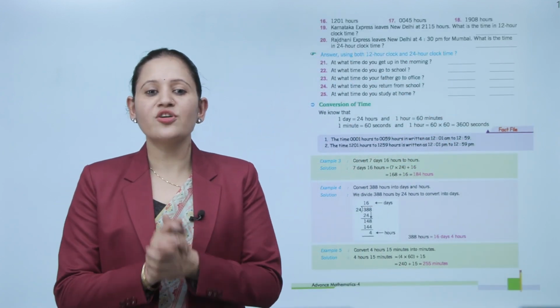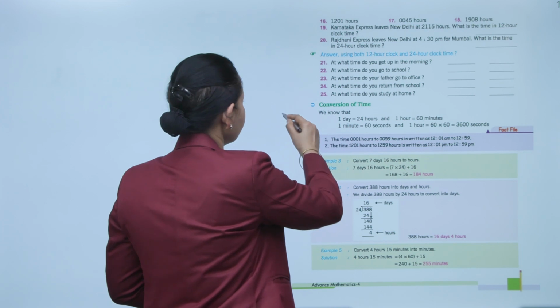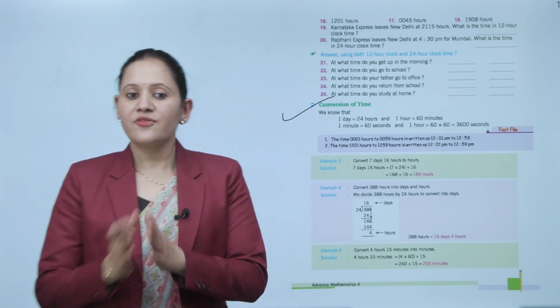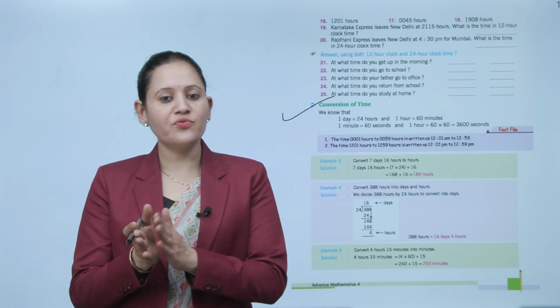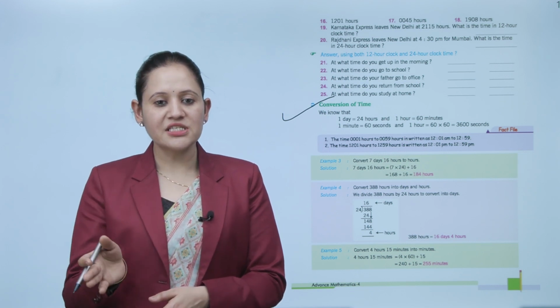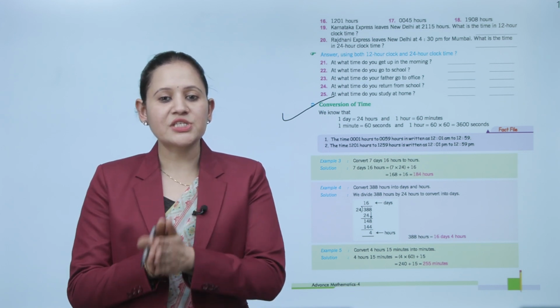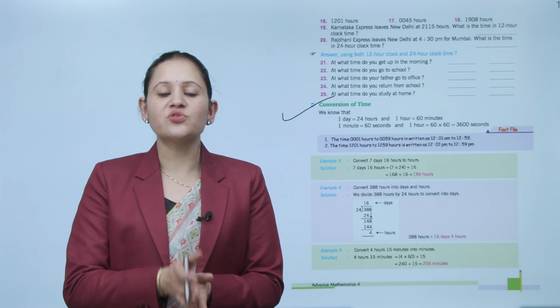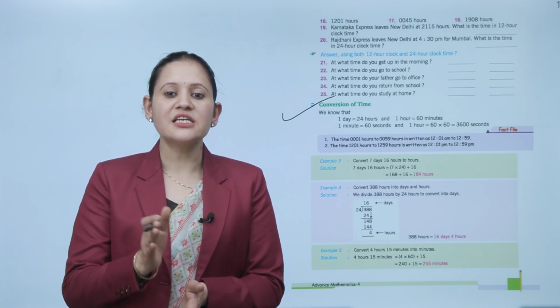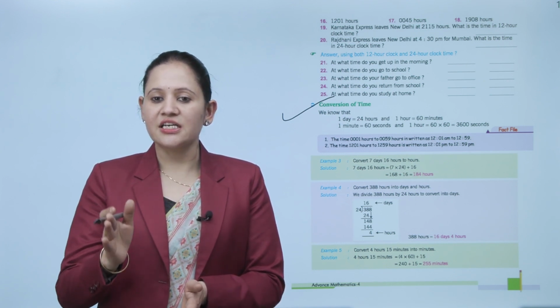Next is conversion of time. We know that one day has 24 hours and 1 hour equals 60 minutes. 1 minute equals 60 seconds and 1 hour equals 60 into 60, that is 3600 seconds.